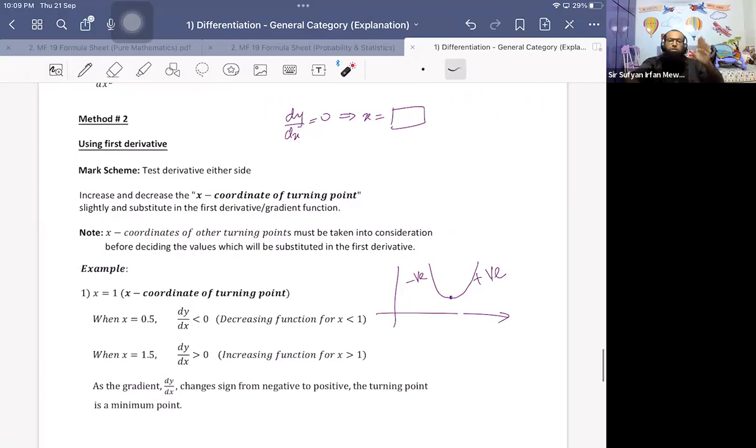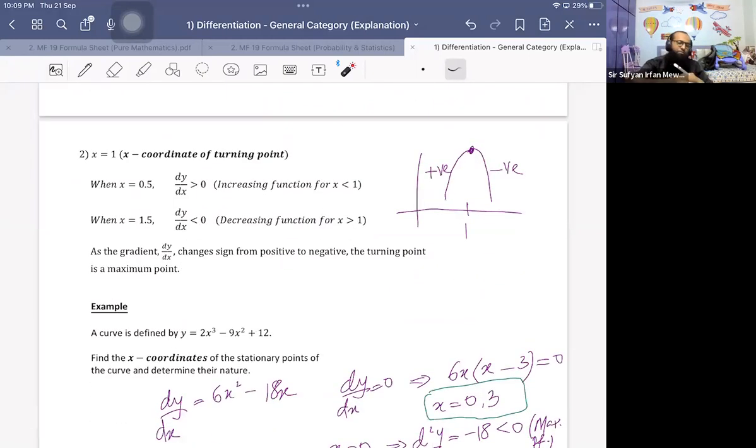And let's suppose before the turning point, the gradient was positive. So previously it was an increasing function, and after the turning point, the gradient is negative. This means it's a decreasing function. So from increasing to decreasing, this means the turning point is a maximum point. Just check it out over here. At x 0.5, the gradient was positive. At x 1.5, the gradient was negative. So it's from an increasing function to a decreasing function. This means the turning point is a maximum point. So as the gradient dy by dx changes sign from positive to negative, the turning point is a maximum point.